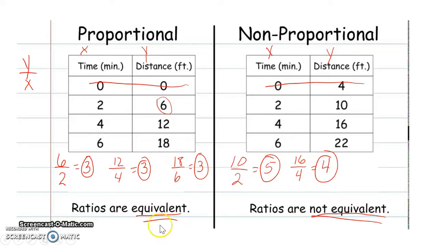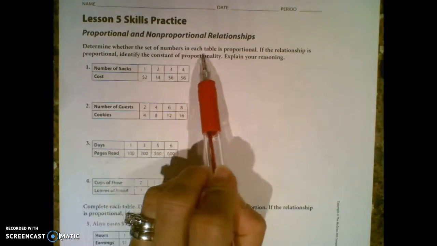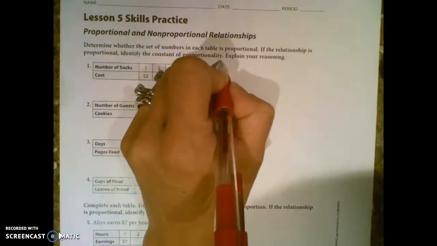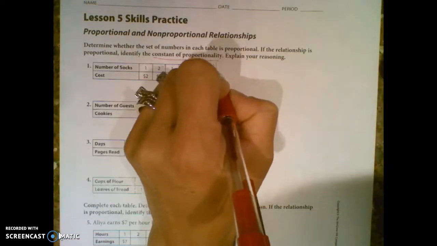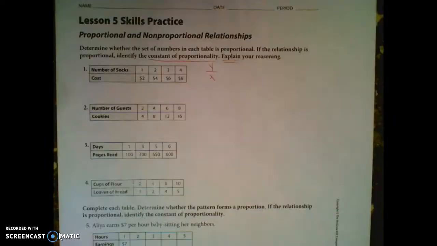So let's look at some more examples. And for this, you're going to need your companion worksheet, which was linked in the unit guide and is also, you have a copy in your packet. Okay, so here we go. We've got our companion worksheet that goes along with this video, and let's just look at the directions first of all. Determine whether the set of numbers in each table is proportional. If the relationship is proportional, identify the constant of proportionality. Remember, that's going to be my y divided by my x. And then explain your reasoning.